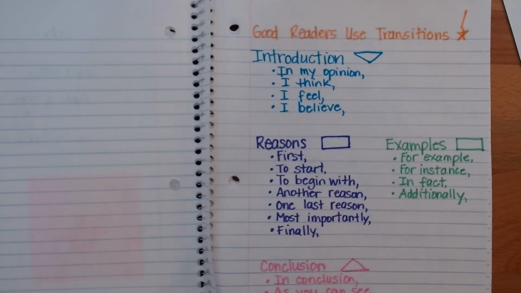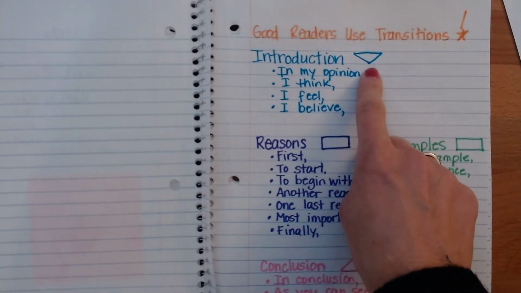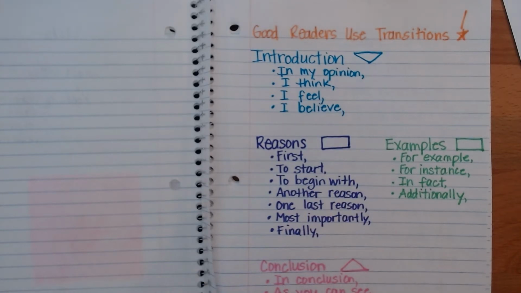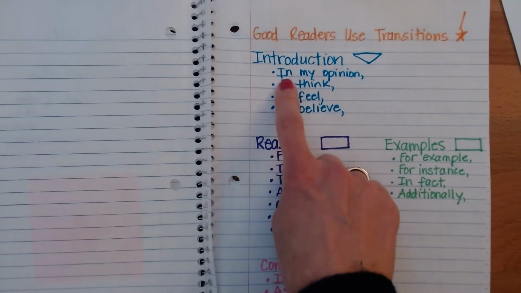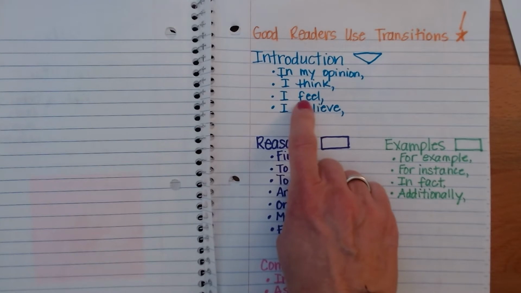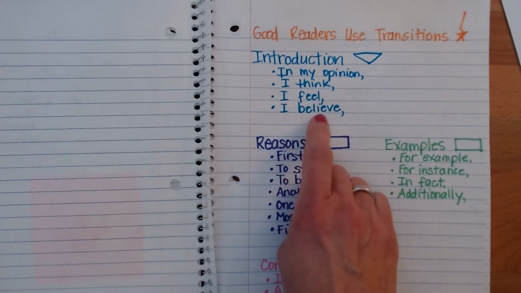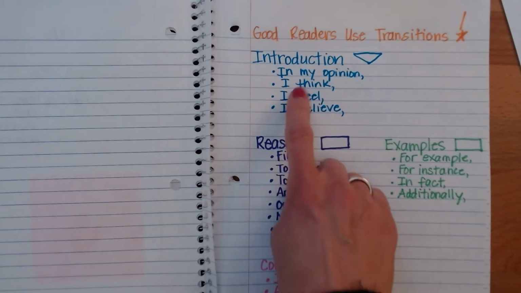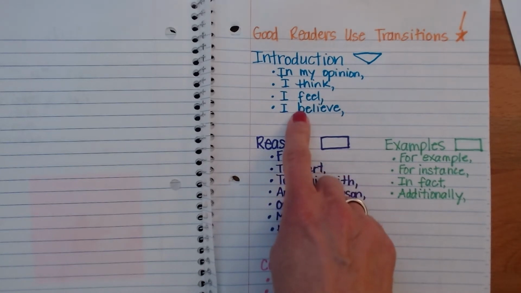So for our introduction, that's our top triangle. Once you talk about some facts, some things that you know, and you go to write your opinion statement, you might begin it using this phrase: in my opinion, or I think, or I feel, possibly I believe. So those might be some phrases that you would use to kind of lead your reader into what your opinion is. You might think of different ones that I don't have on my list, and that's fine.